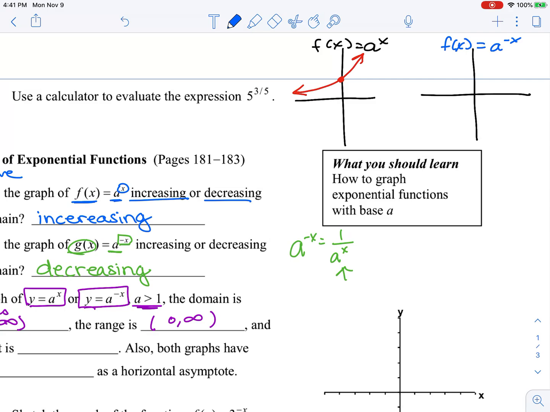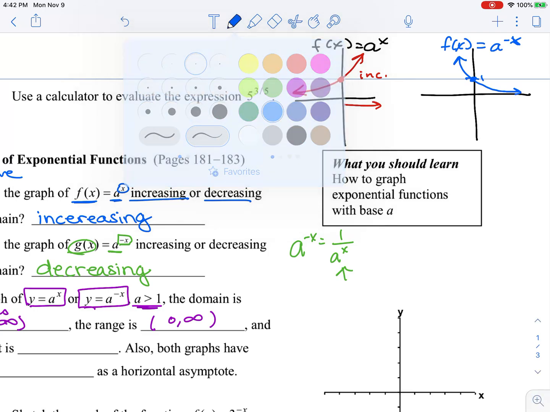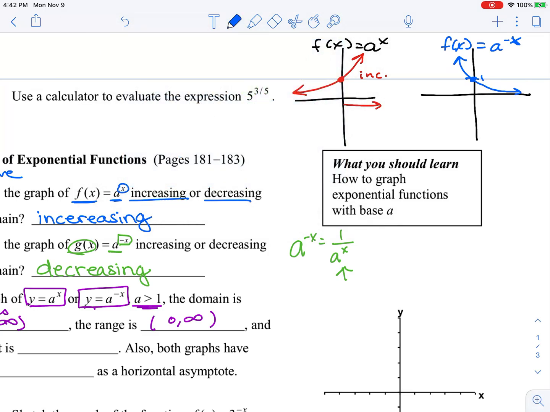f of x equals a to the negative x, again, I know if x is 0, it still gives me that value of 1 here. But instead of getting bigger, it's going to be getting smaller, okay? And as x gets smaller, the value is getting bigger. So do you see how on this one, as x gets bigger, it's increasing? And on the right side, where a is to the negative x, as x gets bigger, we are decreasing in value. So that's what those parent functions look like.